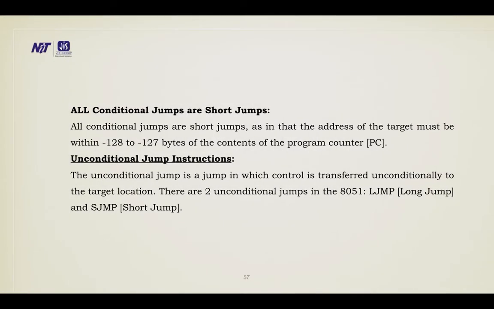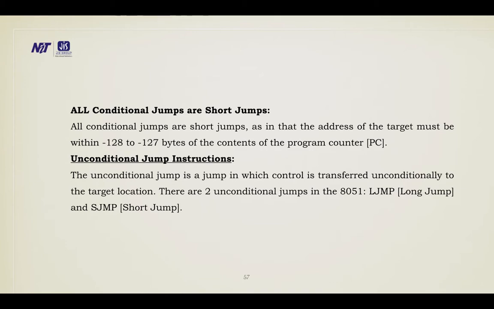All conditional jumps are short jumps, in that the address of the target must be within minus 128 to plus 127 bytes of the contents of the program counter PC.